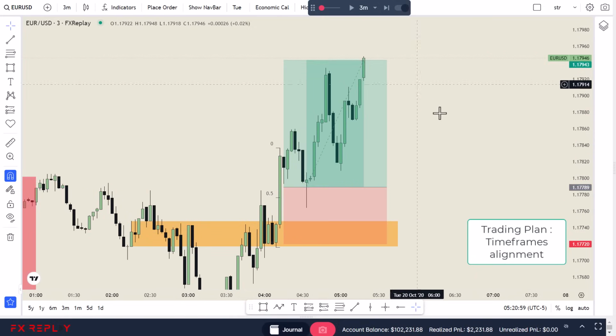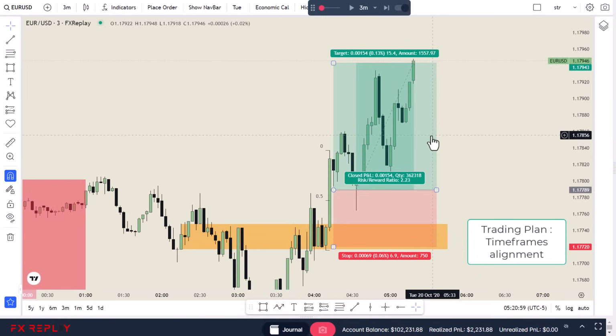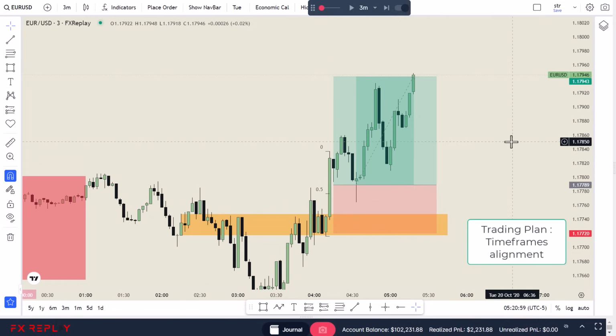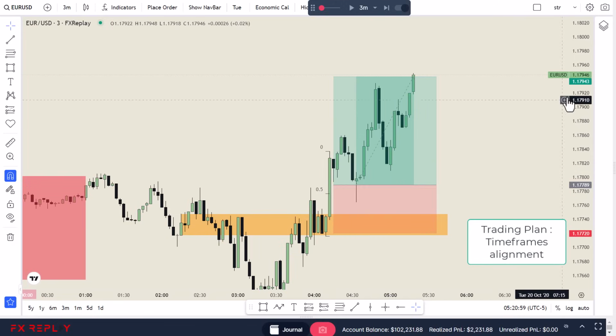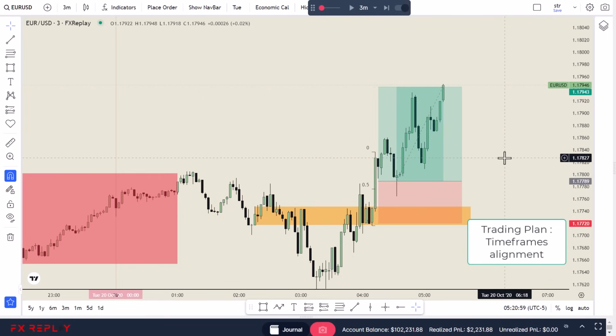Here we go, guys. Plus 2.2, right? As you can see, this was not hindsight, guys. I'm reading price live in front of you. Although this is backtesting, we chose a random date, right? And I took you from the higher time frame all the way to the lower time frame.